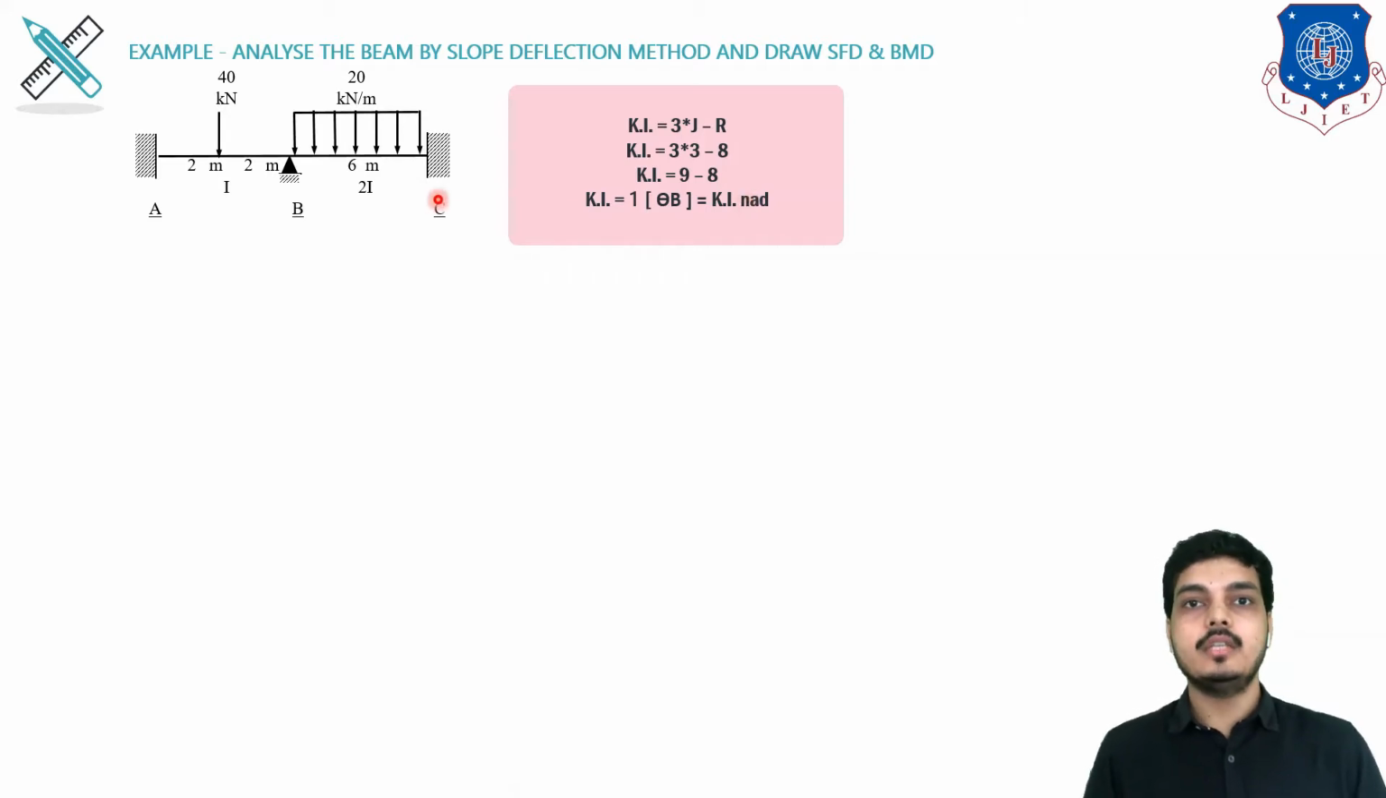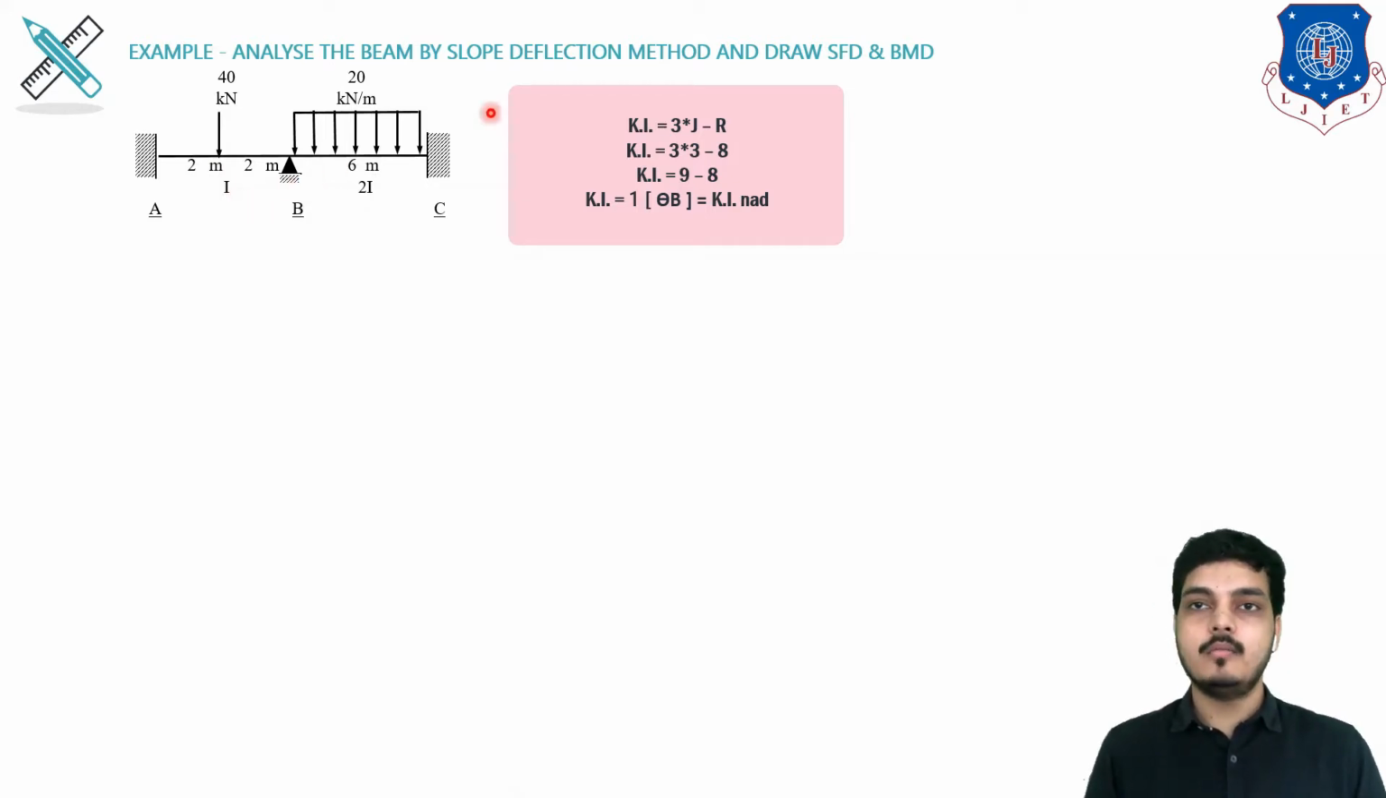So let's see. Here a beam of two spans is given. The first span is A to B and the second span is B to C. The AB span has a central point load, concentrated exactly at the center of 4 meters, meaning 2 meters apart. For the BC span, a UDL, uniformly distributed load, of 20 kilonewton per meter is given over the entire span of 6 meter length. One thing you have to note is that here it is I and here it is 2I, meaning the inertia for the AB span is I and for the BC span is 2I.